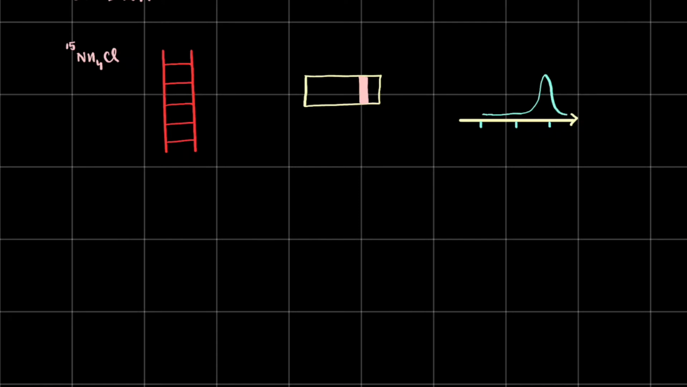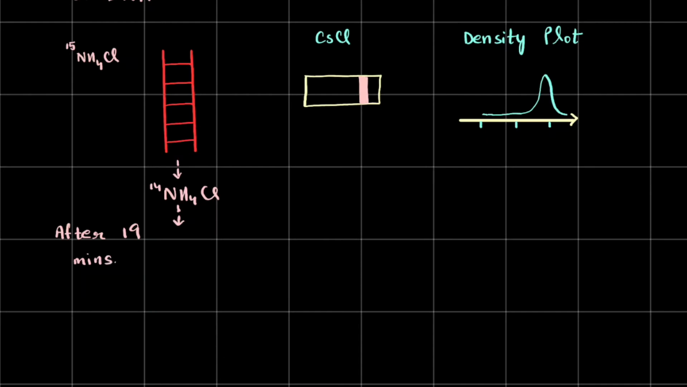And it will be entirely like this, a peak, because all of it is heavy. This is the CsCl tube, and this is the density plot. Now this is transferred to 14NH4Cl. Now it's again subjected to density gradient after 19 minutes. After 19 minutes. Now what happens?